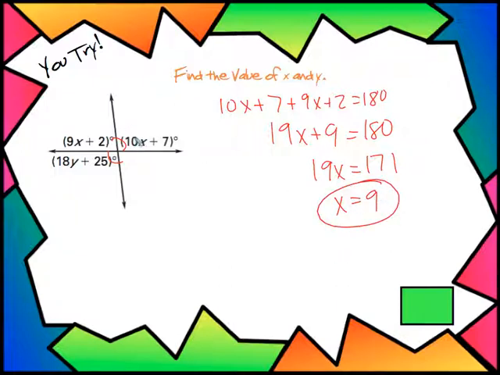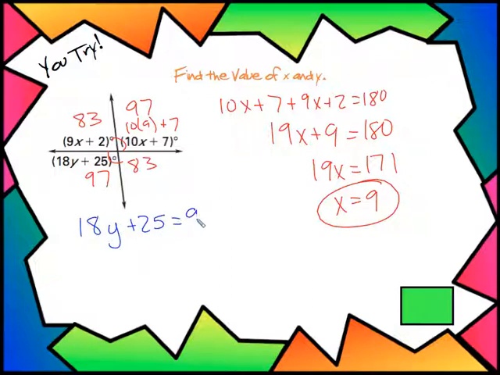If I plug 9 in, 10 times 9 plus 7 gets me 97. 9 times 9 is 81, plus 2 is 83. So this angle is 83, this angle is 97 because of vertical angles. Then I can say 18y plus 25 equals 97. Subtract the 25 and you get 18y equals 72. Then you divide and you get y equals 4. Yay!